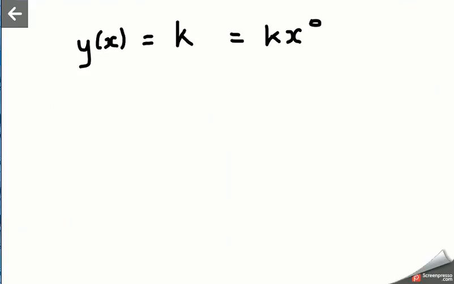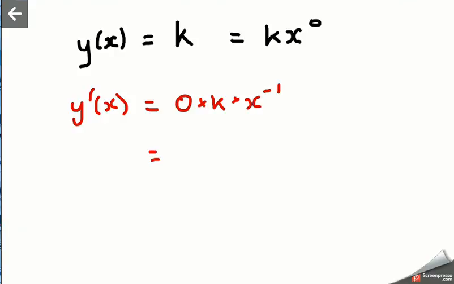We can bring this 0 down, so y prime of x equals 0 times k times x to the negative 1, and 0 times anything is just 0. So if y of x is equal to some constant number k, when we differentiate, y prime of x is equal to 0. So when you differentiate a constant, you get 0.